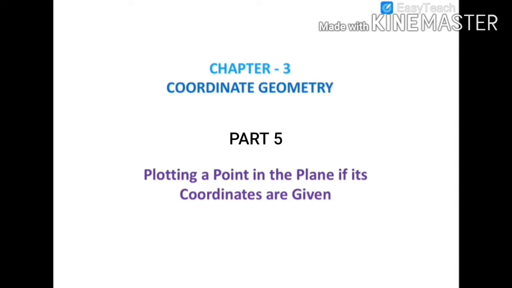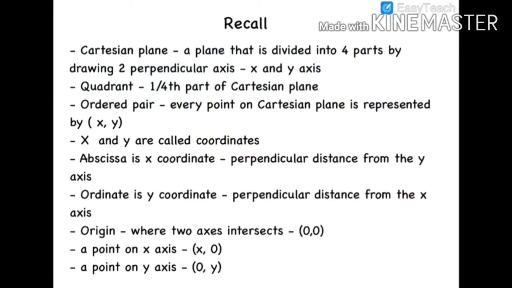We are studying chapter 3, Coordinate Geometry. In previous video class we have learned how to find the position of a point on a plane using Cartesian system. So now we can read a point which is given on a Cartesian plane. In today's video lesson, we will learn how to plot a point on a Cartesian plane if its coordinates are given. Before starting, let's revise what we have learned.